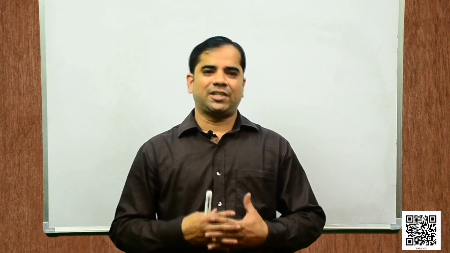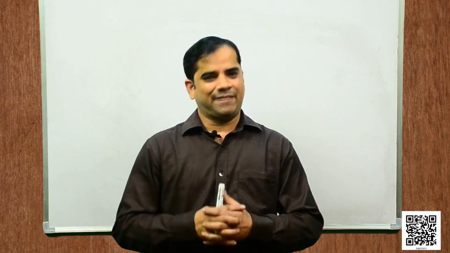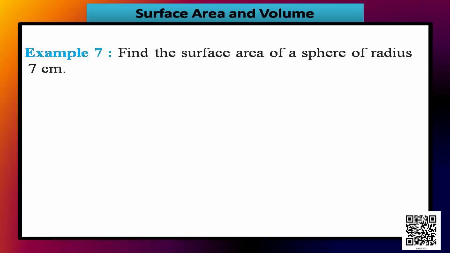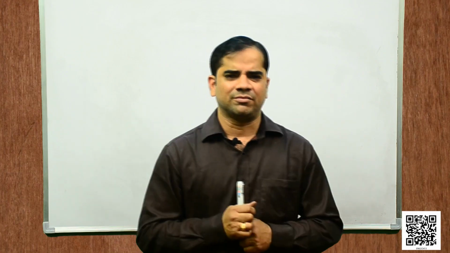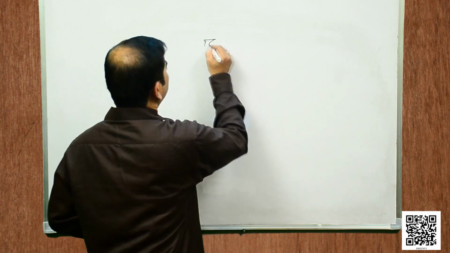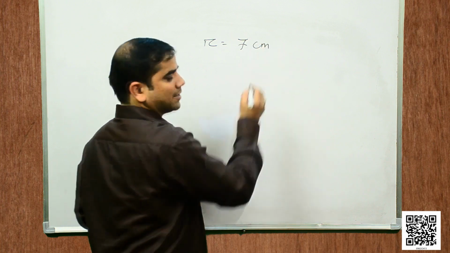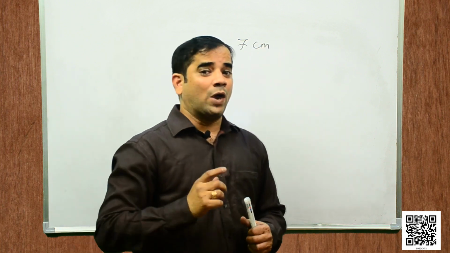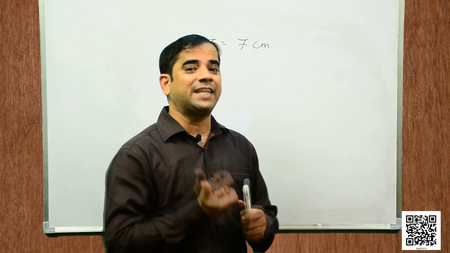Students, let us now discuss example 7. It says: find the surface area of a sphere of radius 7 centimeter. Let us discuss the solution. So, what is given? Radius. Radius is equal to 7 centimeter. Fine. So, what would be the curved surface area?